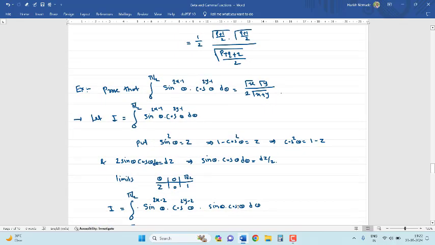Then we have the next example: prove that the integration from 0 to pi by 2 of sin raised to 2x minus 1 theta into cos raised to 2y minus 1 theta d theta is equal to gamma x into gamma y upon 2 times gamma x plus y.